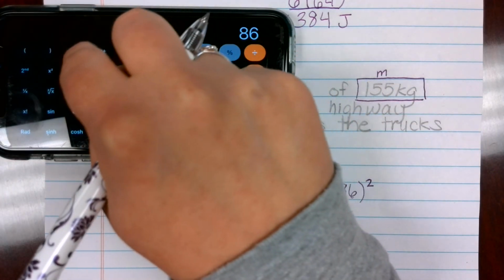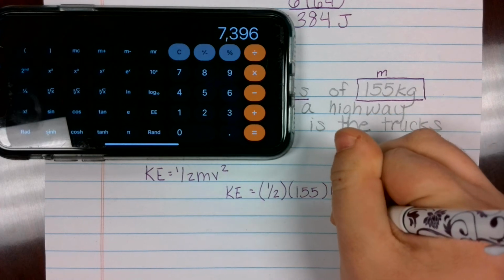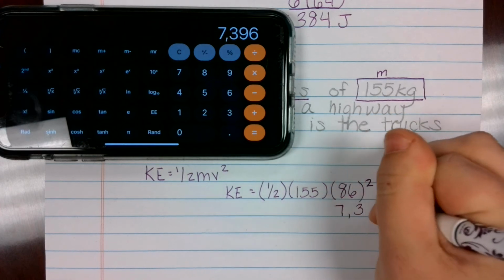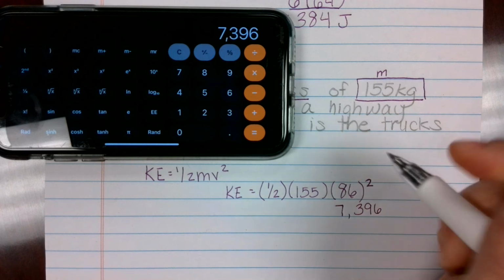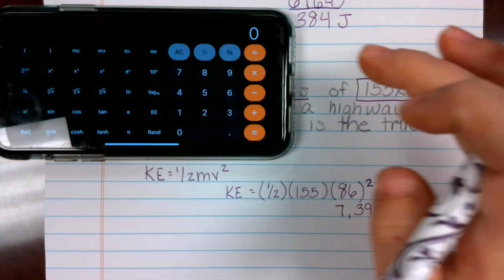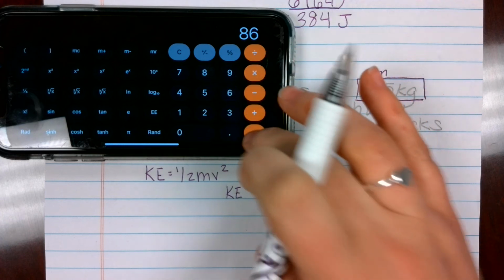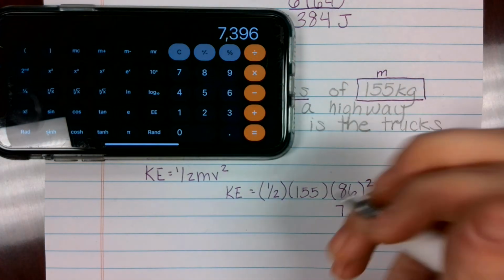86 squared, and I get 7,396. Now, if you don't have a square key on your calculator, you can always just do 86 times 86, and you get the same answer.